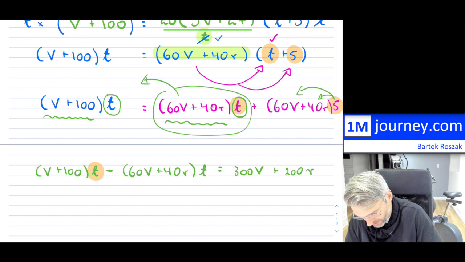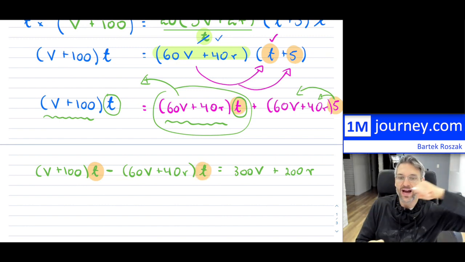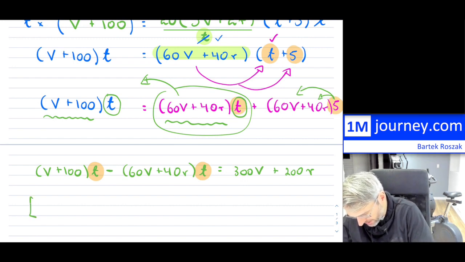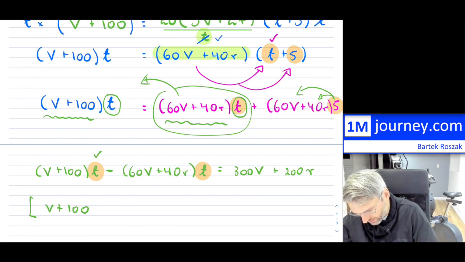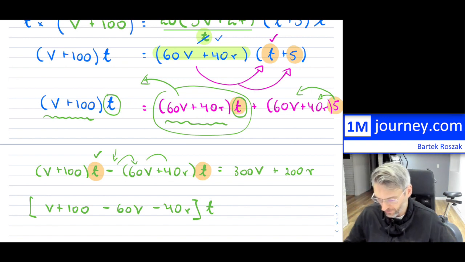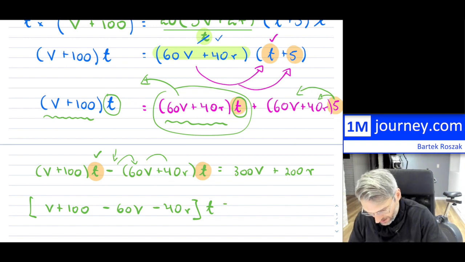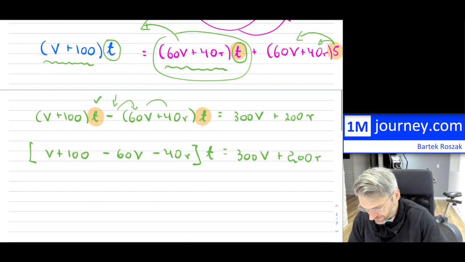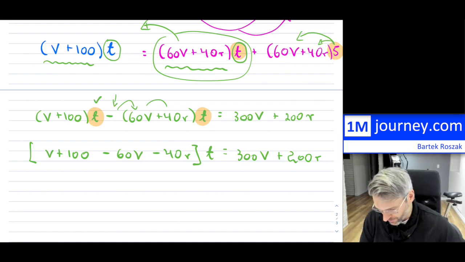Now I have this t here and this t here, so I'm going to factor it out. So what that's going to leave me with is the following. I'm going to have (v + 100), taking out the t, and then be careful there because it's minus, so it's going to be minus 60v, and that minus of course works on both, so it's going to be minus 40r. And then the t has been taken out from the entire thing. On the right-hand side I have 300v plus 200r. So quite a lot of work, but we're pretty much almost there.